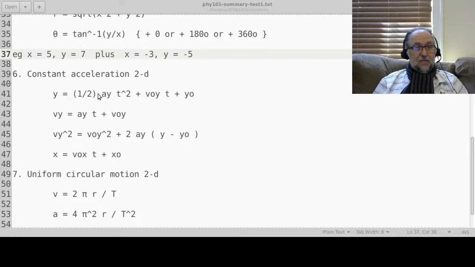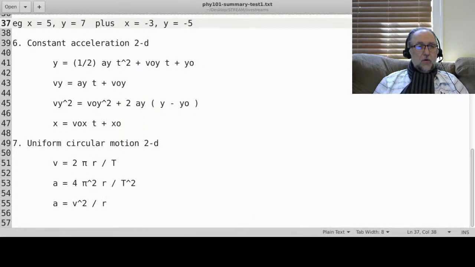So above we had x is equal to 1/2 a t squared and so on. But here we have y is equal to 1/2 a_y t squared plus v_0y t plus y_0. v_y is equal to a_y t plus v_0y. And v_y squared is equal to v_0y squared plus 2 a_y (y minus y_0). And then the only x equation is x is equal to v_0x t plus x_0, like that. All right, and that was actually last week's stuff.